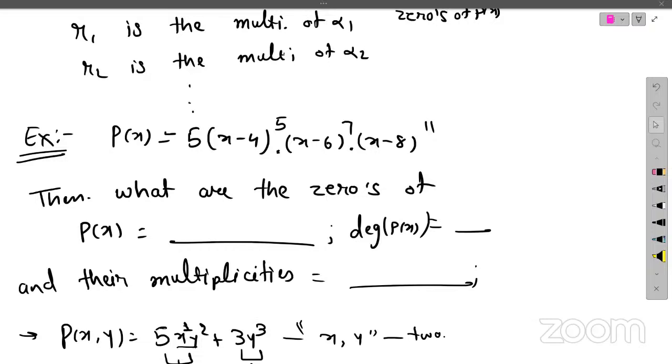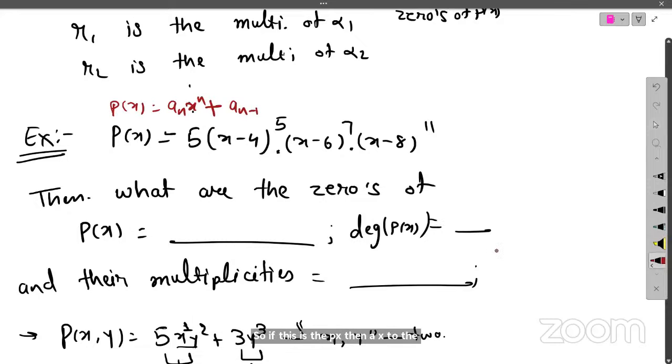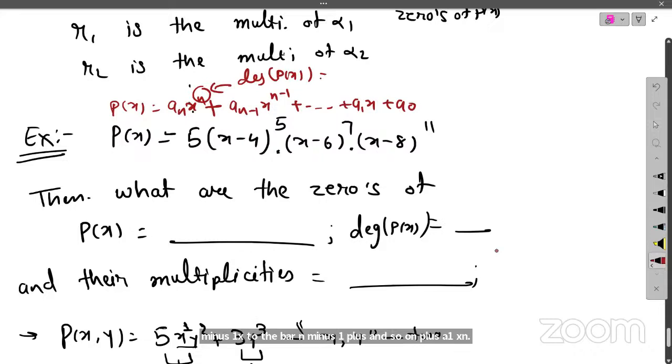The degree is not 11. Whoever is answering 11, just think once again. What is the degree? The degree is the highest power of x that is present in this polynomial. So if this is p(x), then a_n x to the power n plus a_(n-1) x to the power n minus 1, and so on, plus a_1 x plus a_0. Then this n is the degree of p(x). Max power of x.